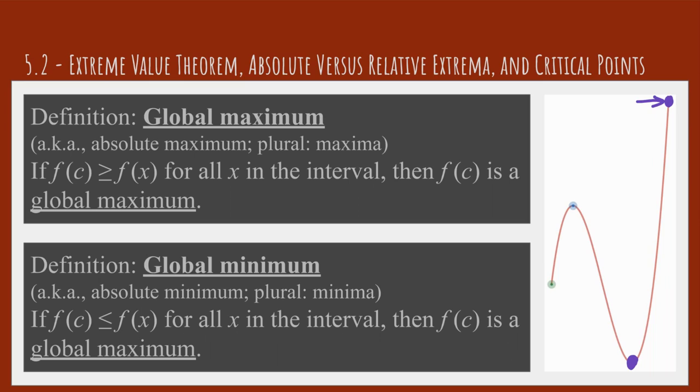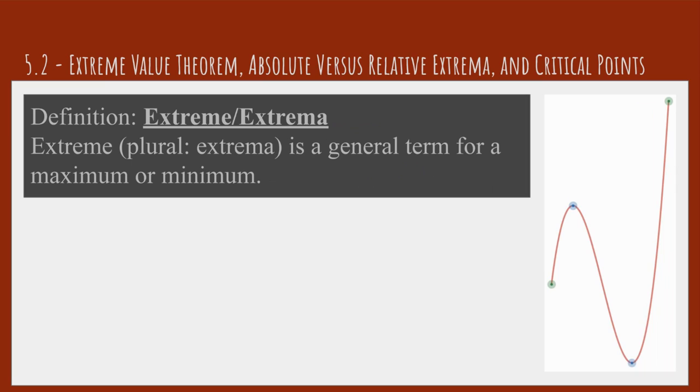I also want to point out that the plural for maximum is maxima, and the plural for minimum is minima. So just recognize those terms when we see them. Another term that I'm going to use is extreme, or plural is extrema, and that's just a general term for maximums and minimums. A maximum is an extreme value, a minimum is an extreme value, and together they are extrema. That's going to be the plural.